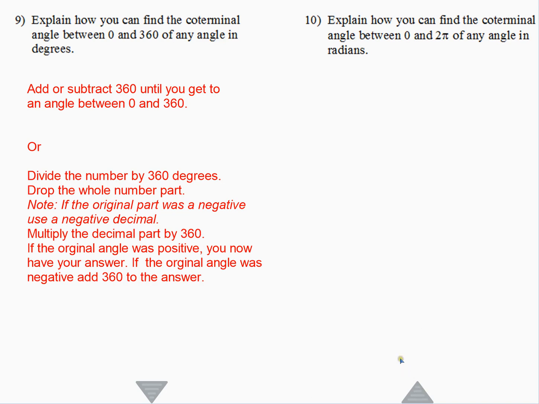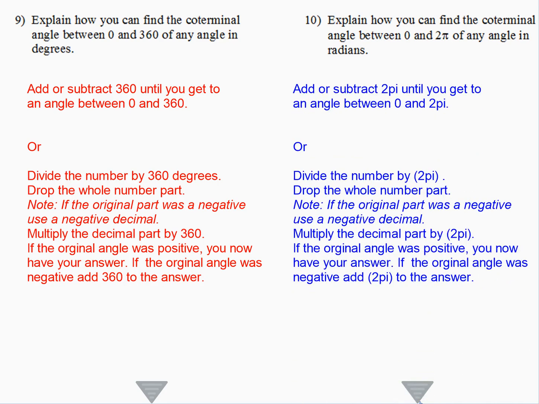Same idea with radians, except we're using 2 pi. And so if you need to write that down or think through that, you can pause the video right here and you can do that.